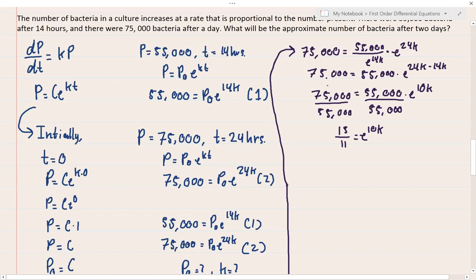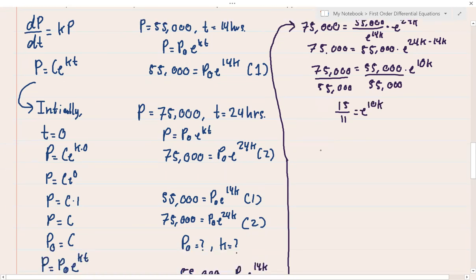So, 75,000 and 55,000 are both divisible by 5,000. So divide both parts by 5,000, and it becomes 15 all over 11. Alright? So, that's the simplified form of this fraction.